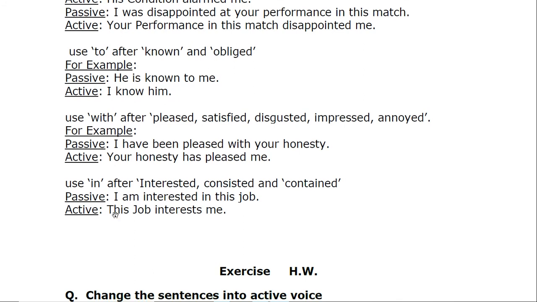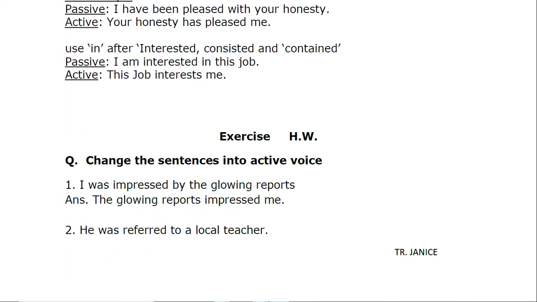Clear? Okay. Now, I'll read your exercise. Change the sentence into active voice. I was impressed by the glowing reports. Answer will be, see here like this. This is your object. Was impressed is your action. This is your by, and after this is your subject. So this comes first. The glowing reports impressed me.